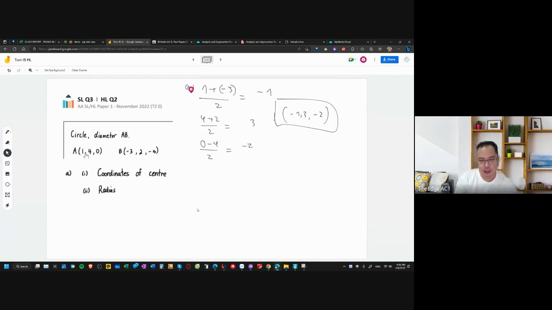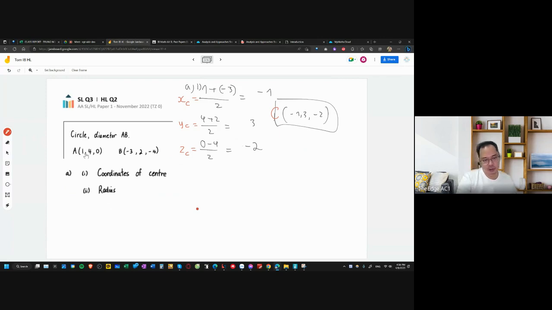Let's write the coordinates of O. This is like XC, YC, and ZC, the center C of the circle. The next step, calculate the radius. We can calculate that by calculating the diameter AB and then dividing by 2.